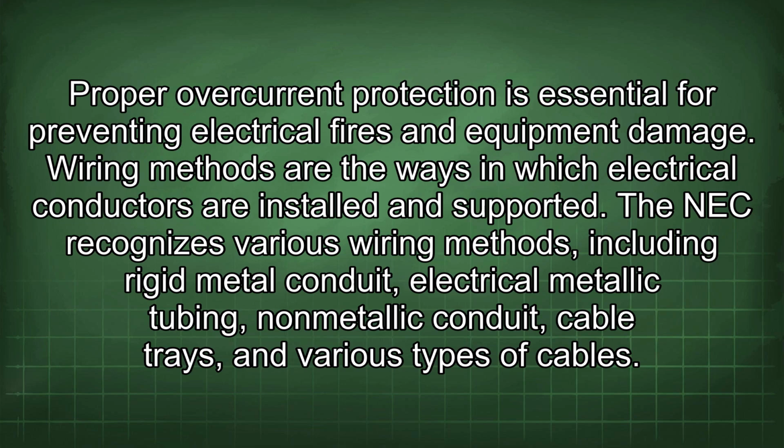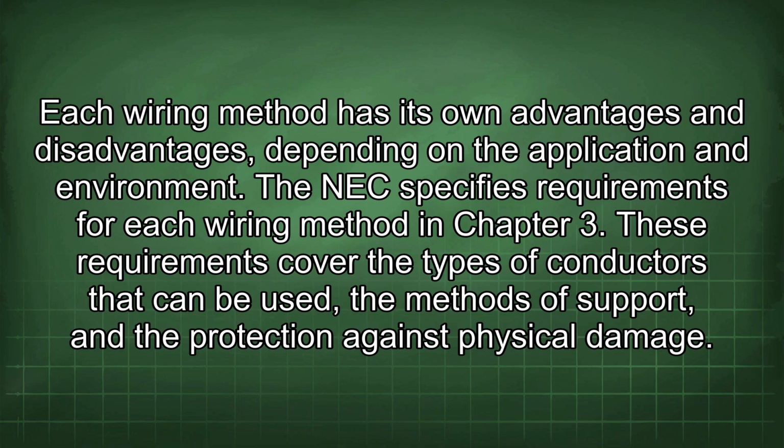Wiring methods are the ways in which electrical conductors are installed and supported. The NEC recognizes various wiring methods, including rigid metal conduit, electrical metallic tubing, non-metallic conduit, cable trays, and various types of cables. Each wiring method has its own advantages and disadvantages depending on the application and environment.